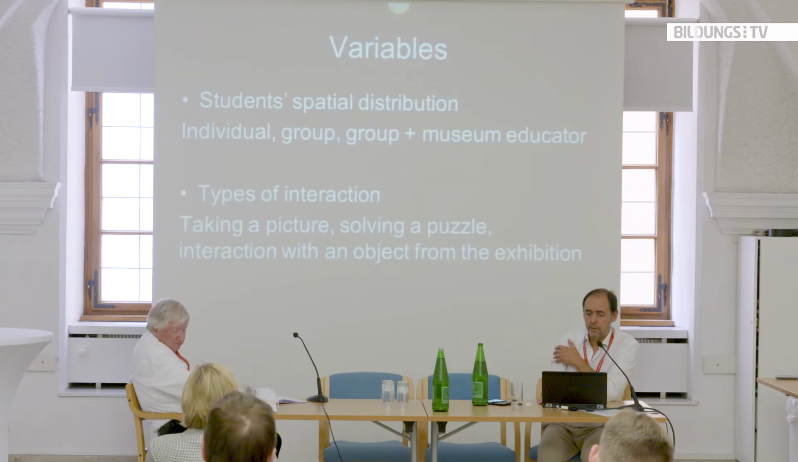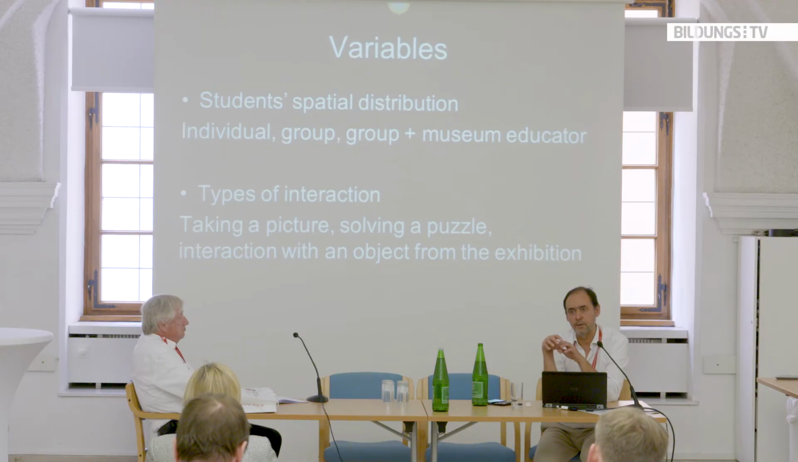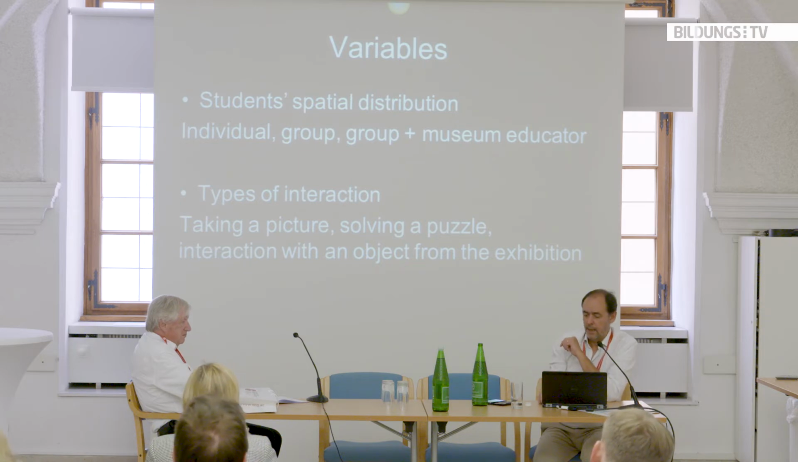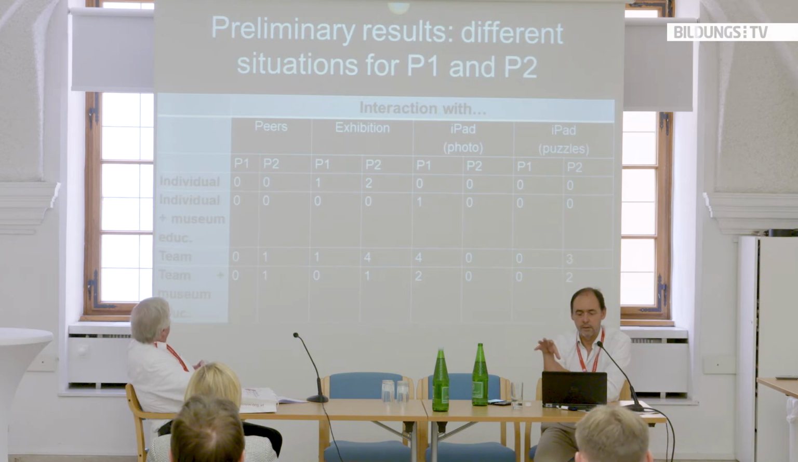The variables that we try to analyze are the spatial distribution of students. We try to see if they work individually, or in a group, or if the group is with the museum educator. We also try to understand what kind of interaction we have. Is it taking a picture? Is it solving a puzzle, or interacting with an object in the museum? The preliminary results are all in this table.